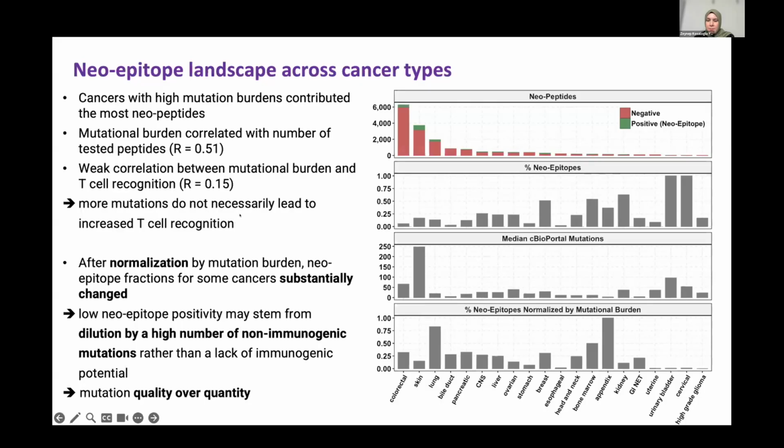Interestingly, a similar pattern was also seen in lung cancer. We see that the bar gets much higher, but skin cancer did not move. And then down here we have some cancers like bile duct and pancreatic cancer. These are known to be low mutational cancers, as we can also see here, the bars are very low, but they actually have relatively higher normalized neoepitope positivity rates. So this might imply that in those cancers, when mutations do actually occur, they may be more likely to be recognized by T cells.